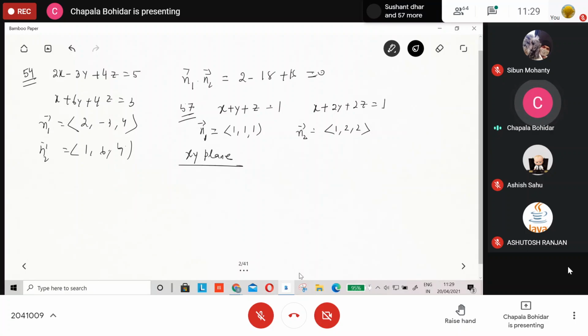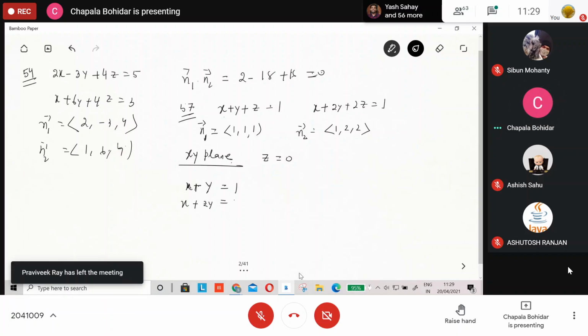Because the line passes through all the planes, I'm considering the XY plane, where Z is equal to 0. So now we have the equations X plus Y equal to 1 and X plus 2Y equal to 1. Okay? By solving these two equations, what is the value of X we get?